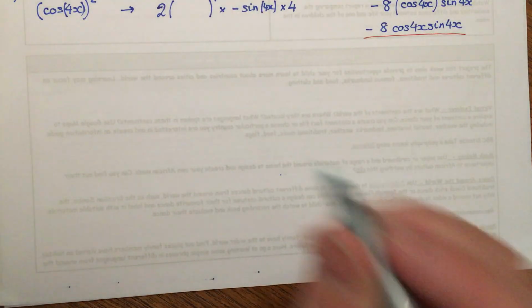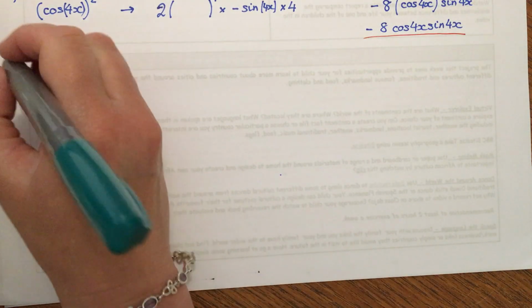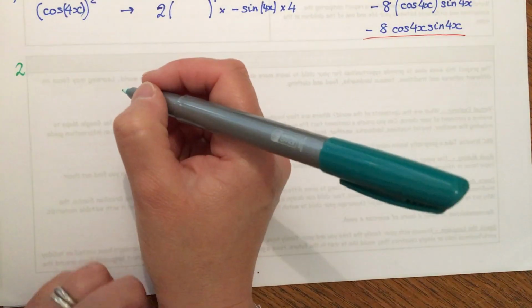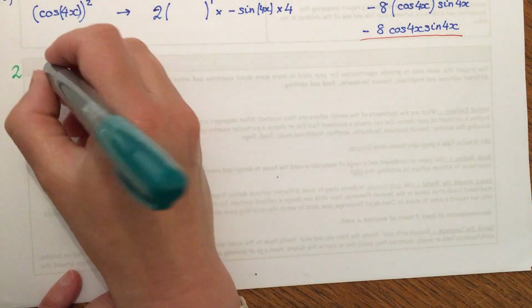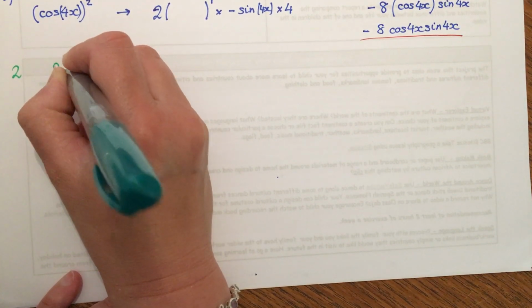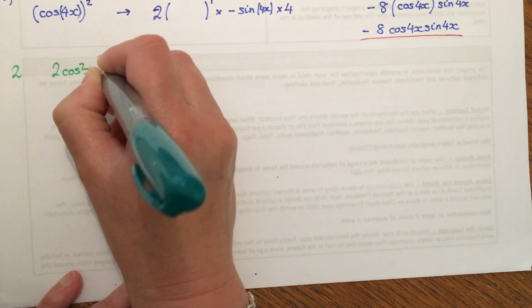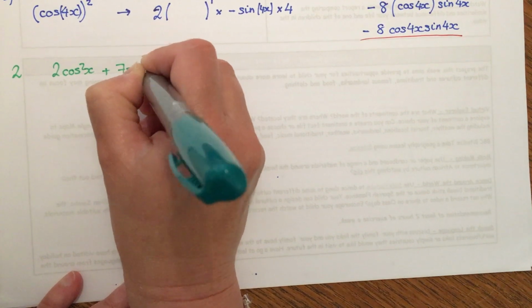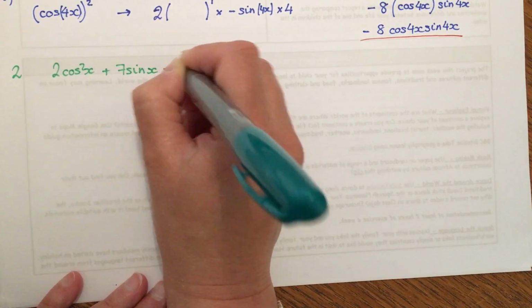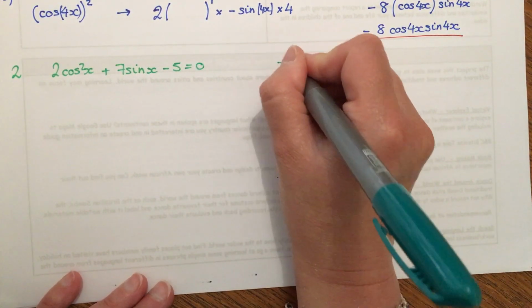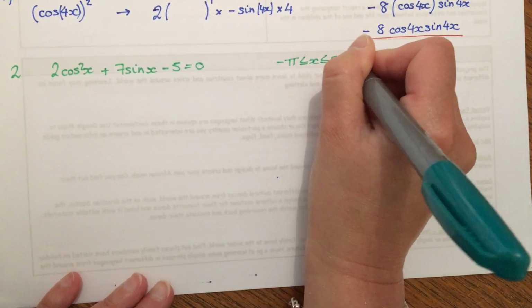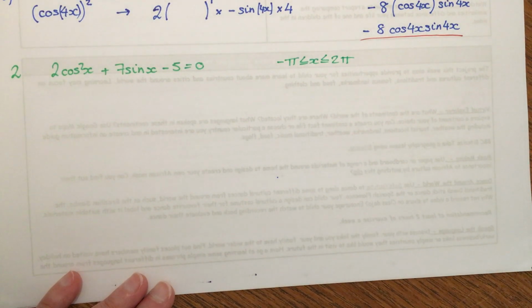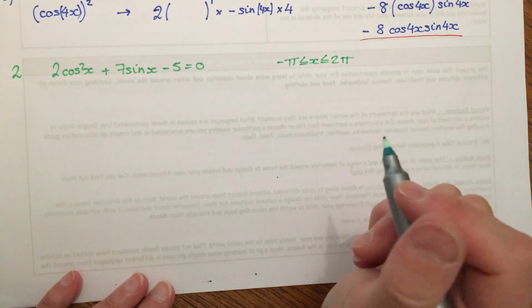Right, question 2. So this is right back to the trig we did ages ago now. So I've got 2 cos squared x plus 7 sine x minus 5 equals 0 in the range minus pi to 2 pi, which straight away tells us that we need to be doing anything that we're looking at in radians.